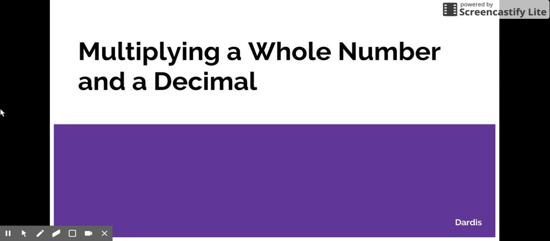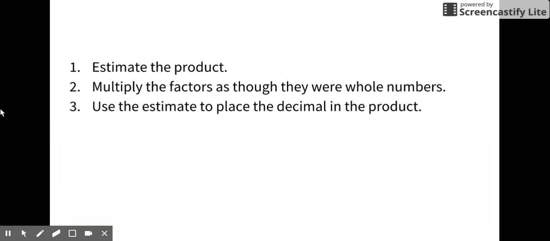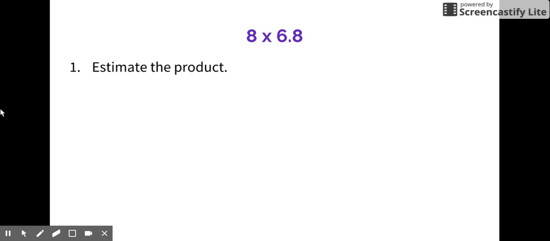Multiplying a whole number and a decimal. When multiplying a whole number and a decimal, there are 3 steps you need to keep in mind. The first one, estimate the product. Then multiply the factors as if they were whole numbers. And lastly, you use the estimate to place the decimal back into the product. So we are going to do 2 example problems using these steps.